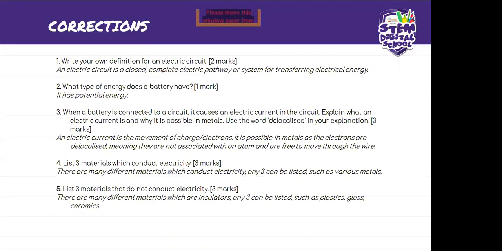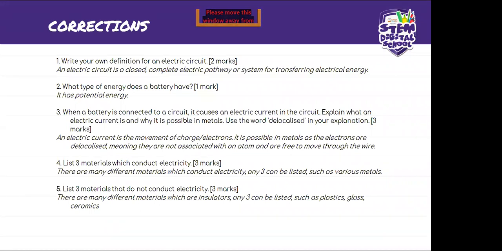So you can simply say an electric current is the movement of electrons or charges, and it's possible in metals because the electrons are delocalized. For question 4, there are many different materials which can conduct electricity. Most of them you mentioned, like the various types of metals, you are correct because they are what? Conductors.